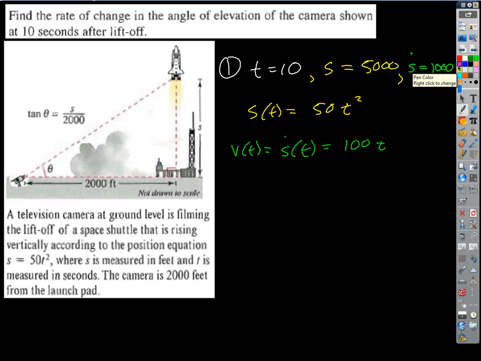Theta dot. The rate of change. Find the rate of change of the angle of elevation. Well, the angle of elevation is theta. So really, this question is just about finding theta dot, isn't it? Okay. So look, we've got this triangle now. This is an important triangle, isn't it? So there's the relationship. This is S.